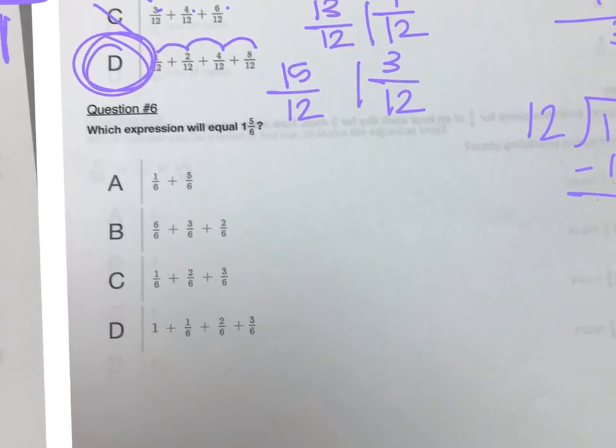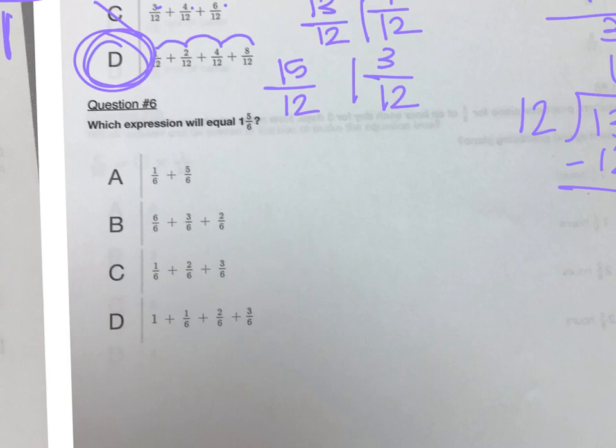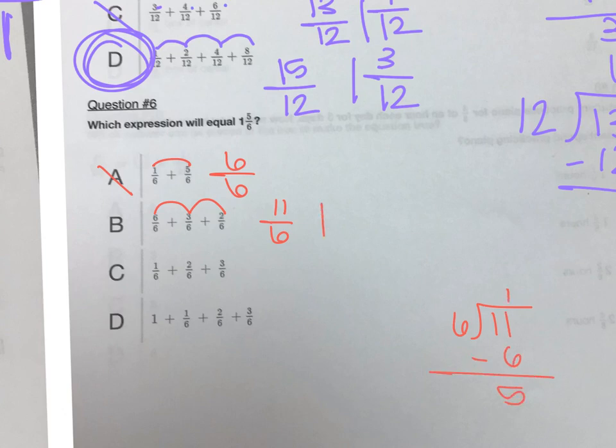Number 6 is asking you to do the same thing, but with 1 5/6. So this time, if I add these, that's 6/6, which is the same as 1. Not it. 6 plus 3 is 9, plus 2 more, 10, 11. 11 over 6, but that's improper. I can't leave it like that. When I fix it, when I divide over here, that's going to leave 1 and 5 over 6. Does that match the number up here? Yep. So this is going to be my answer.